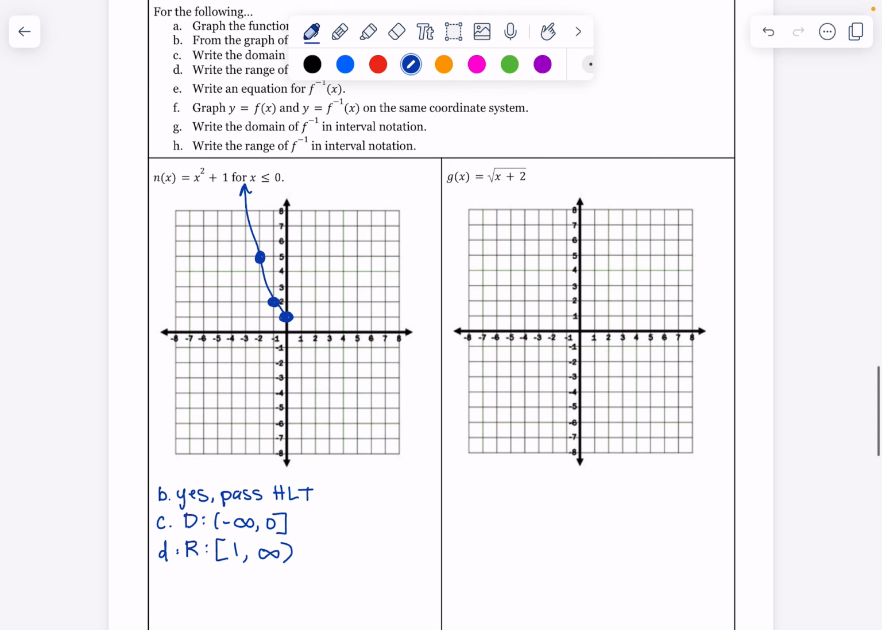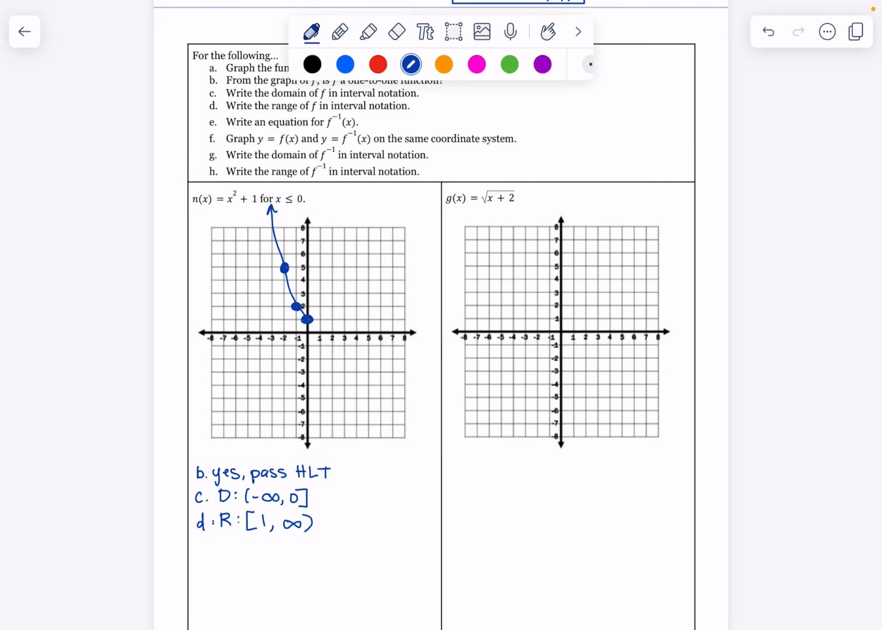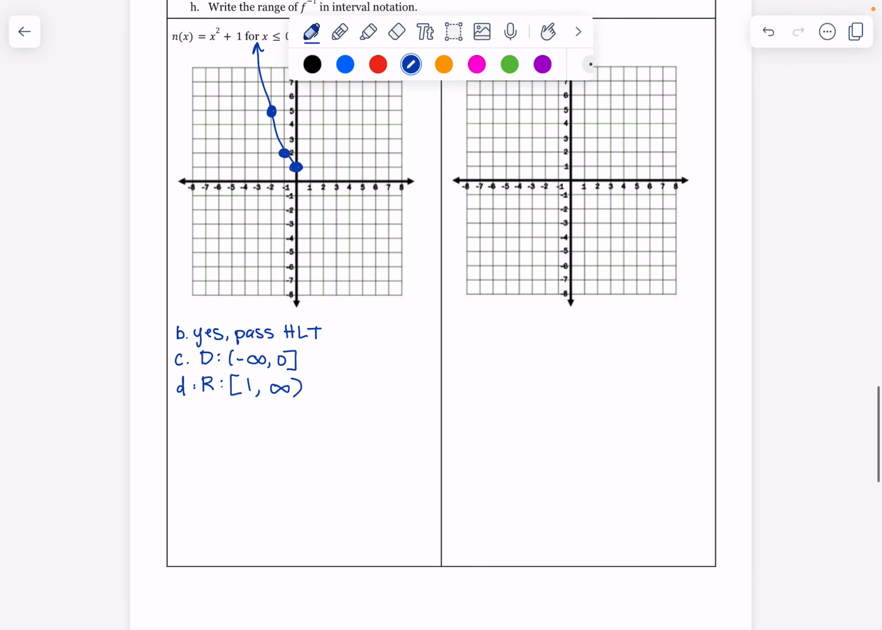Part E says write an equation for the inverse. So part E, we're going to need to do some work. So we have y equals x squared plus 1, and we want to switch x and y. So it'll be x minus 1 is equal to y squared. So the inverse would be the square root of x minus 1.